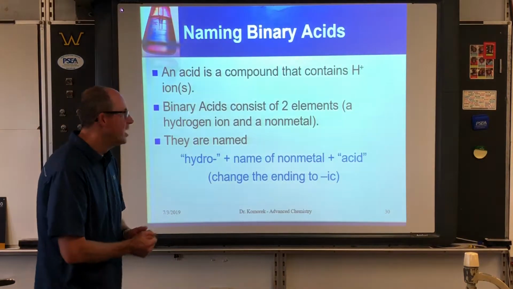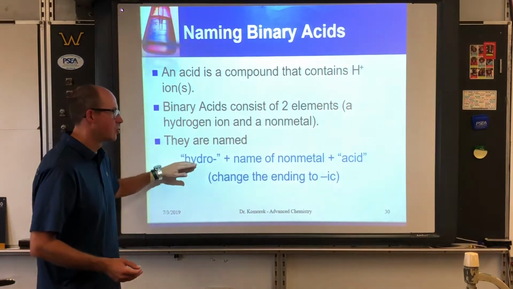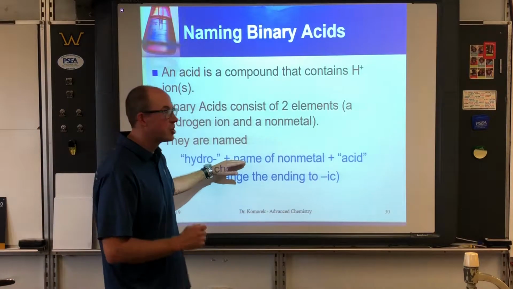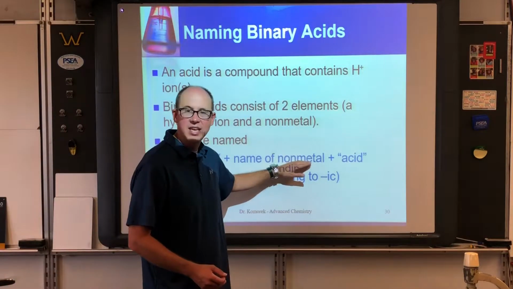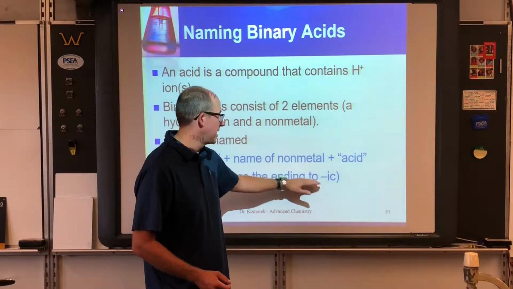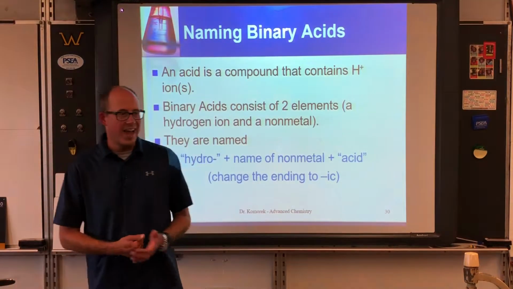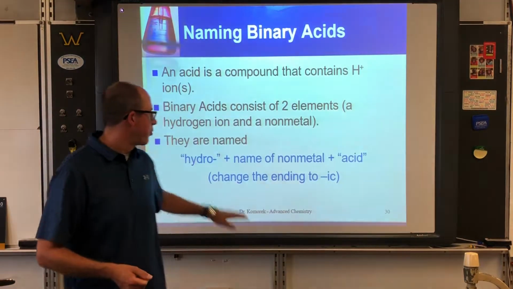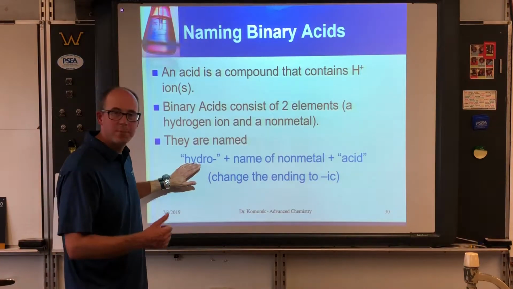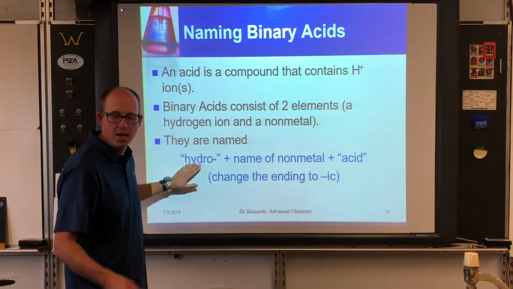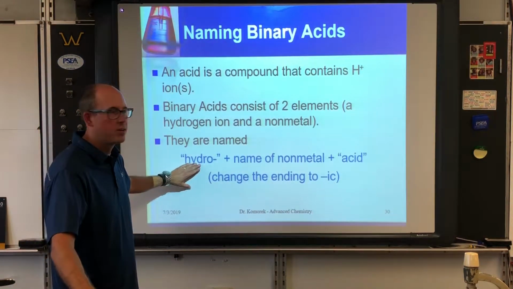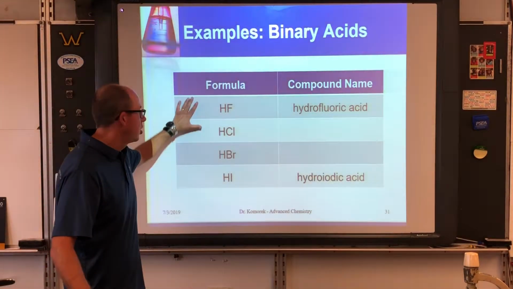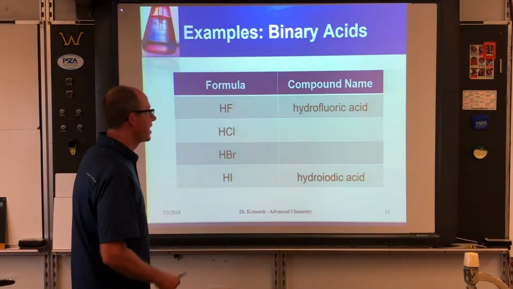ion with it. To name them, we use the prefix hydro, the name of whatever is bonded to it, and we change the ending of that to IC. And then we add the word acid to the end. Now the prefix hydro is not because the acid contains hydrogen, but because it's dissolved in water, making it an acid. Here are some examples of binary acids.